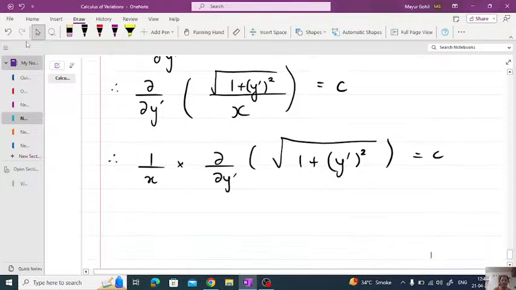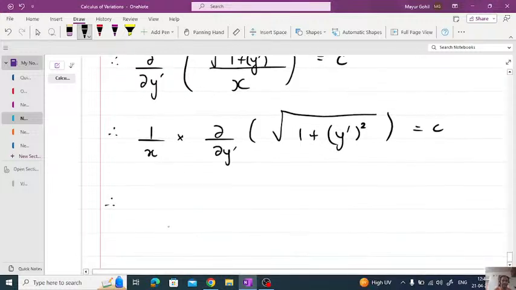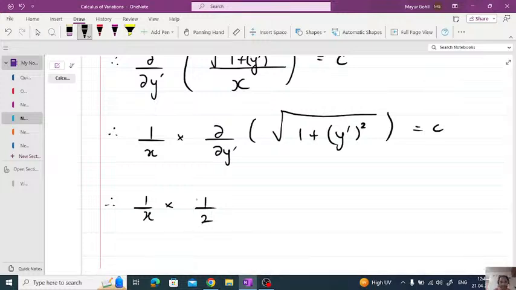So now we will do the derivative. Therefore 1 upon x into this one will be 1 by 2, right? It is power half, and then here it will be 1 plus y dash the whole square raised to minus half times 2 times the derivative of y dash, and y dash is to be treated as a variable. So 2 times y dash you will get. Okay, so this is what you have here, and the 2 and 2 will get cancelled.